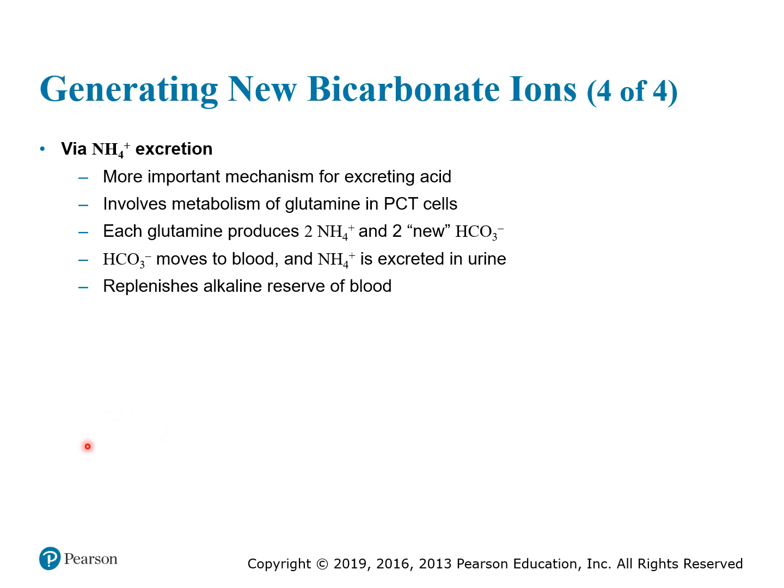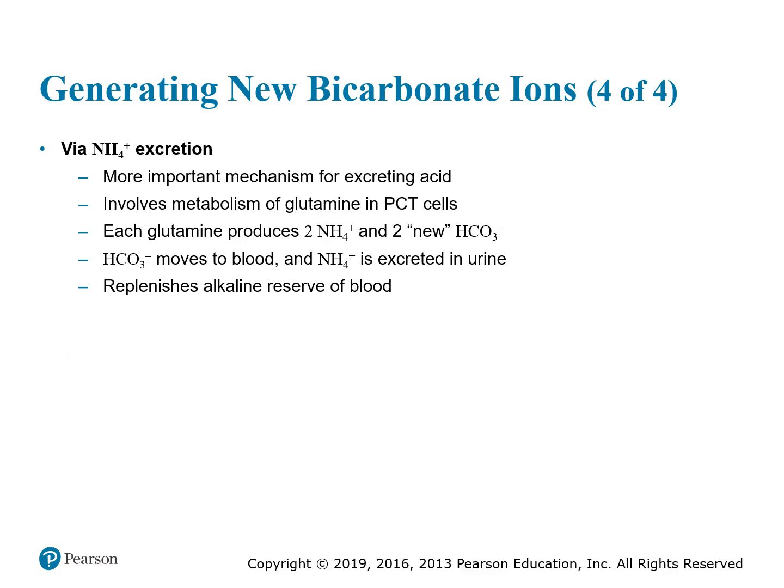So now let's see what happens in another mechanism. Another is via NH4 excretion. This is a more important mechanism of secreting acid, and it involves the metabolism of glutamine in the proximal convoluted cells. Each glutamine produces two NH4 molecules and two new bicarbonate molecules. Bicarbonate moves to the blood, and NH4 is excreted in the urine, just like we saw in the case of phosphate. That's how the body manages it.